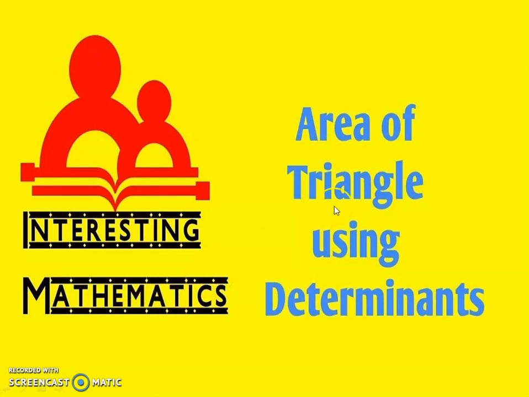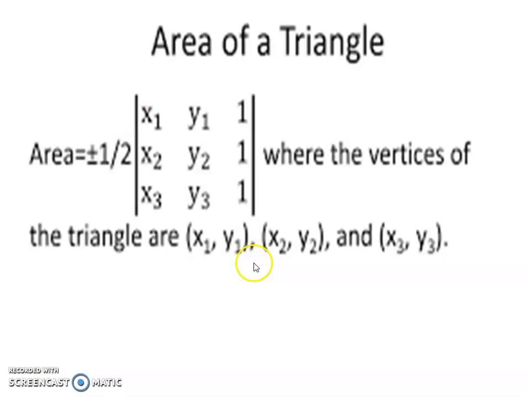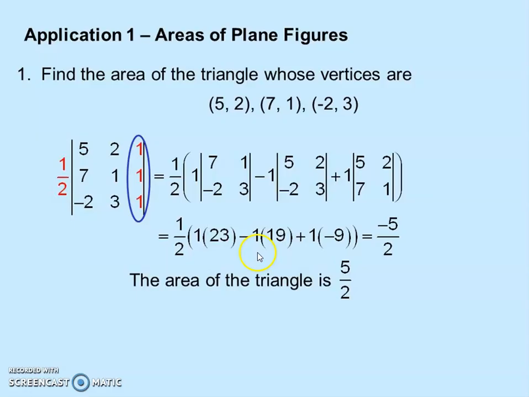Hello student, last lecture we continued the topic area of triangle using determinants. Now we have the area of triangle formula. Area is equal to plus minus 1 upon 2 times the determinant with rows x1 y1 1, x2 y2 1, x3 y3 1, where the vertices of the triangle are (x1, y1), (x2, y2) and (x3, y3). In the previous lecture, we directly took the first row, first column, first row, second column, first row, third column common. And we had to take the coefficient of that and the cofactor of that determinant in a 2 by 2 order.